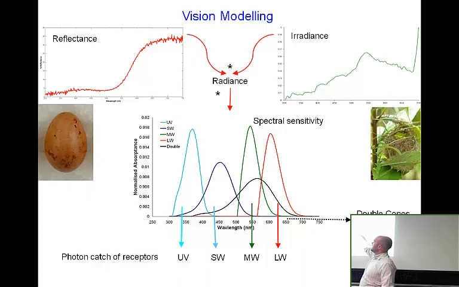So what we can do then is calculate how stimulated each one of these receptor types is when viewing our object, and this gives us a measure of the so-called photon catch of the receptors. So an object that looks red to us will have more longer wavelength reflectance, which will stimulate the long wave cone type more and produce a larger photon catch value for this receptor type.